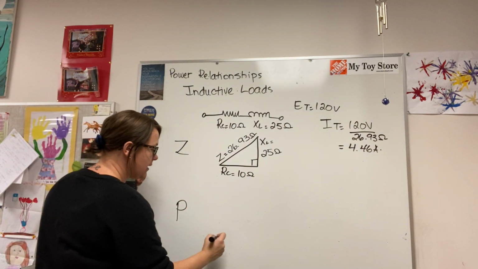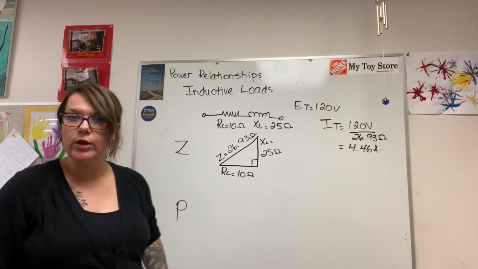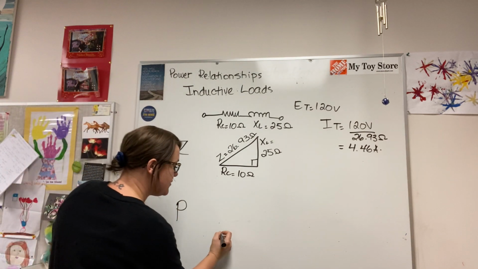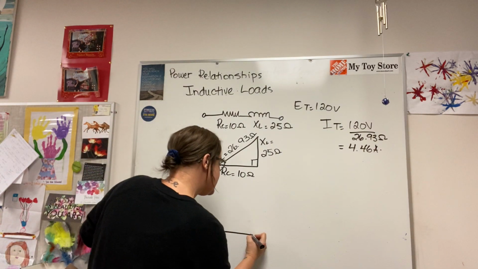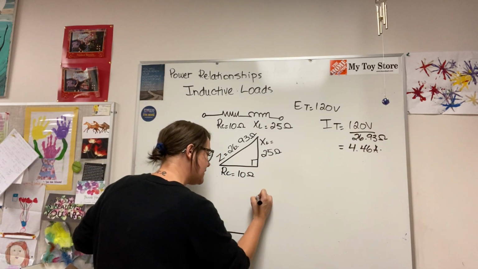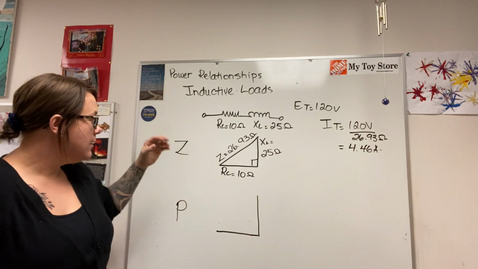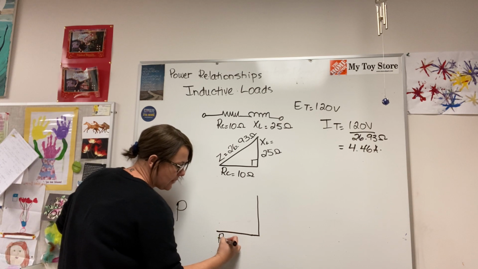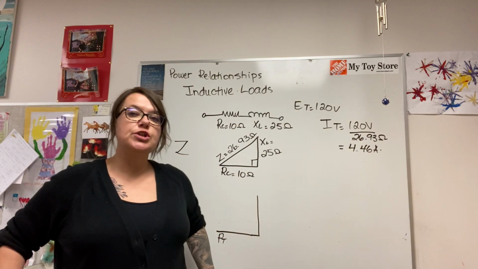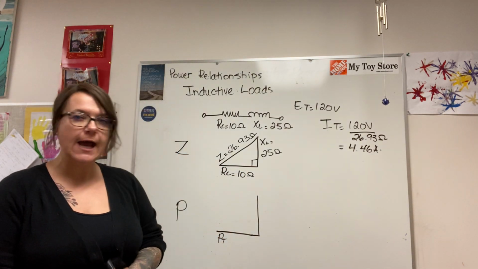Okay, so my power triangle, like my impedance triangle, will be a full triangle. It has a resistive component, therefore it has a true power component. It has an inductive component, so it has a reactive component. Your resistive component produces true power. The inductive portion produces power known as reactive power.